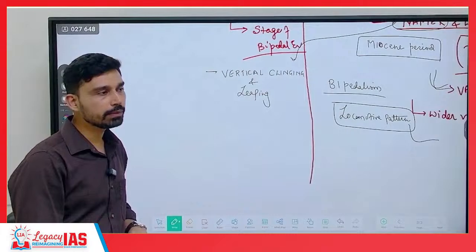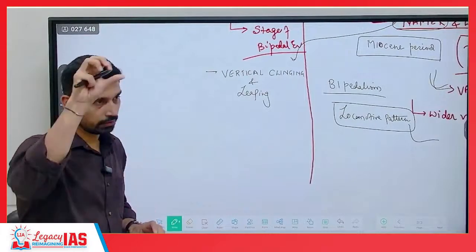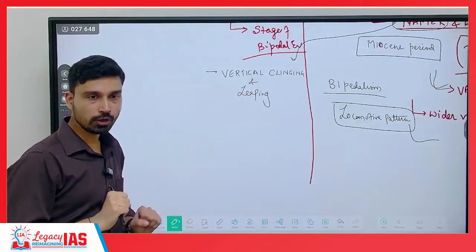Vertical clinging and leaping means what? Clinging means they are catching the branch, holding the branch, and hanging. That is called clinging.